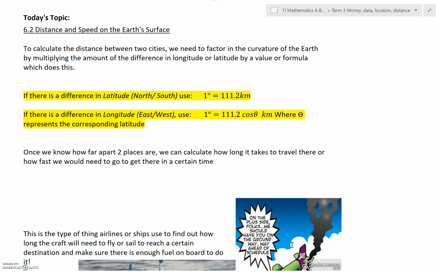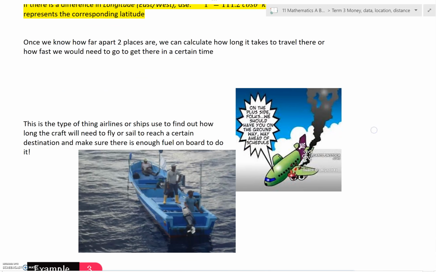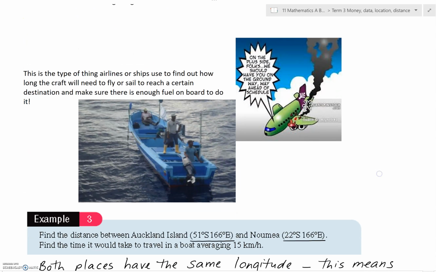When we know how far apart two places are, we can easily figure out how long it's going to take us to get there. And we could also figure out how fast we need to go to get there in a certain time frame that we might want to do. This type of stuff is really important because ships and airlines use that all the time to figure out how far it is to somewhere, how long it's going to take. That's how they decide how long flights are going to take, and that's how they tell you how long they're going to take. And also, importantly, that there's enough fuel on board to get there. If you don't know how far something is and you don't have enough fuel and you're flying, you could have a big problem.